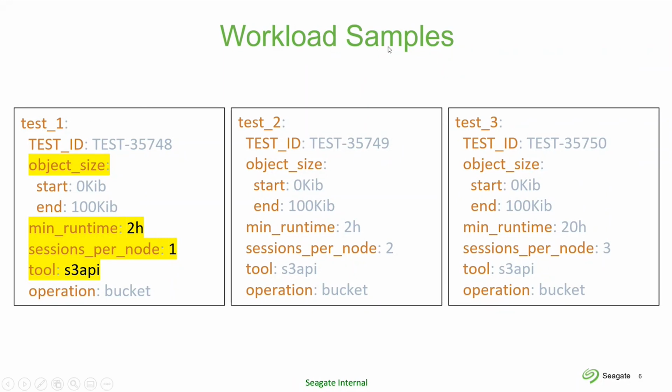This is a workload sample. For example, this is a workload file with 3 test cases, but there might be any number of test cases. How is the test case designed? There is a test ID, object size, minimum runtime, sessions per node, tool, and operation. Let's see them one by one. Test ID.